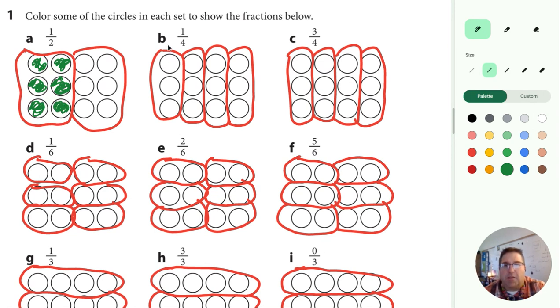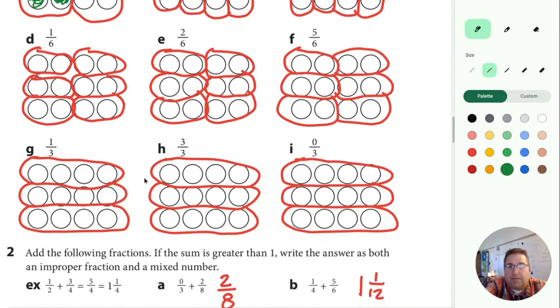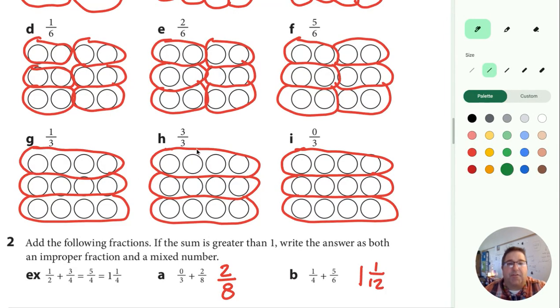For 1/4, well, first I put these into 4 groups, and I need to shade in one group, right? One out of the 4 groups. This one, 3 groups out of the 4 groups. 1/6, 2/6, 5/6. The top number tells us how many groups. The bottom number tells us how many groups are all together. So the top number is how many we got to shade in out of the total. Then we take the same number, we cut them into thirds.